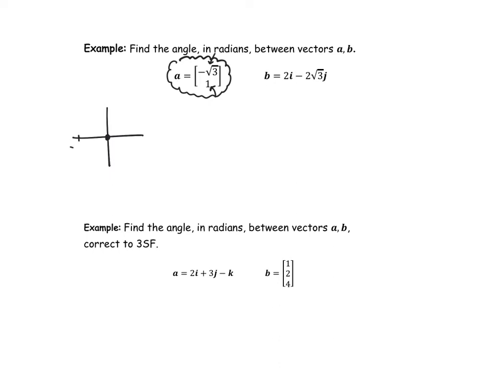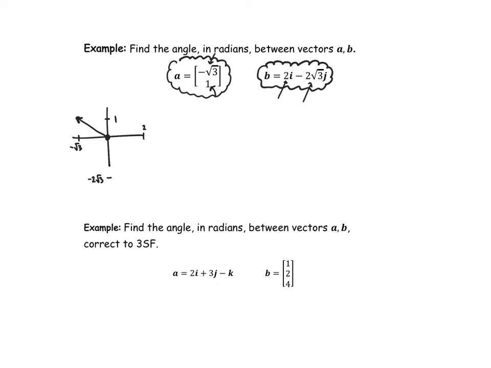I'm allowed to do that if there is not an initial position provided. And we go left root 3 and up 1, and we get our vector A. All right, there it is. And our vector B, clearly we would be moving from the origin to the right 2 and down negative 2 root 3. So let's go to the right 2 and down. I should go down to here, negative 2 root 3.